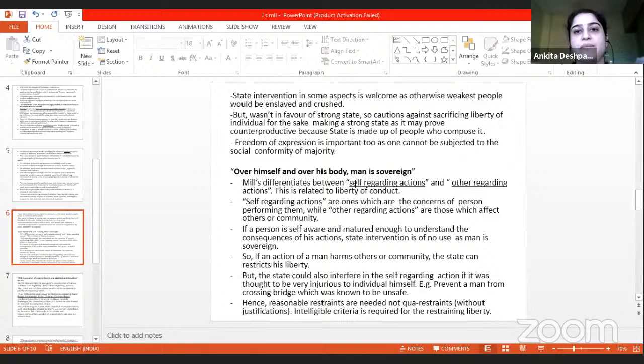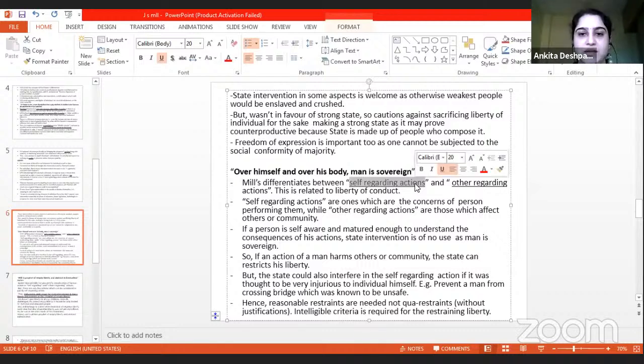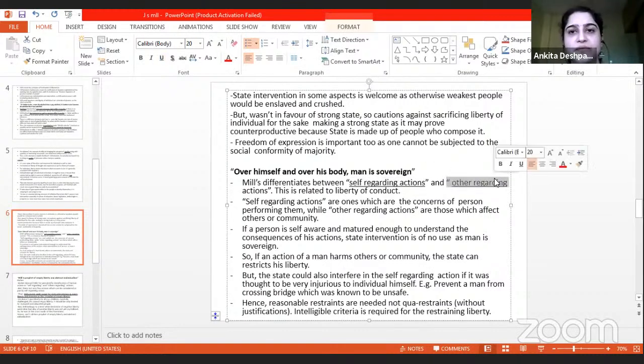So the conduct of a man has been divided into two categories. He says one is self-regarding actions. The word itself says self-regarding action. It means the actions of a person which affect himself are self-regarding actions. Other-regarding actions are the ones which affect other people. That means it affects the community also.